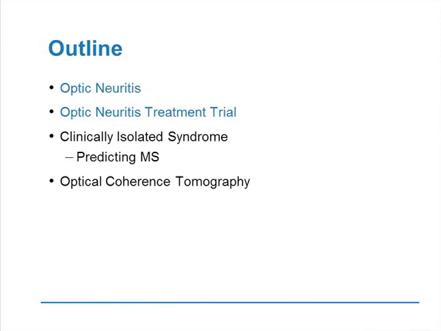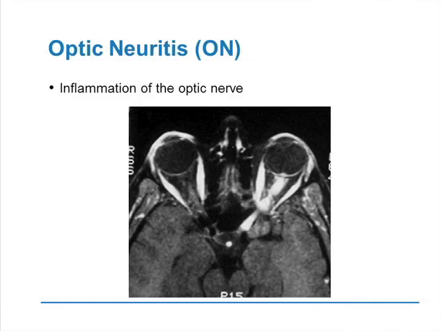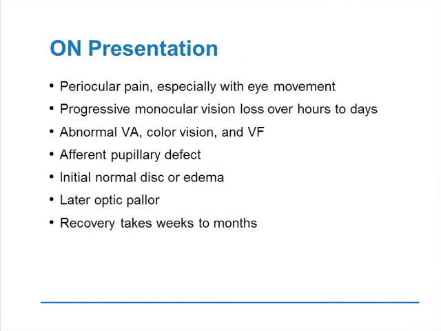First, let's start by talking about optic neuritis and the optic neuritis treatment trial. Optic neuritis is defined as inflammation of the optic nerve, but let's talk a little bit more about how it actually presents clinically. Clinically, optic neuritis is identified as painful monocular vision loss. This manifests as periocular pain, especially with eye movement.